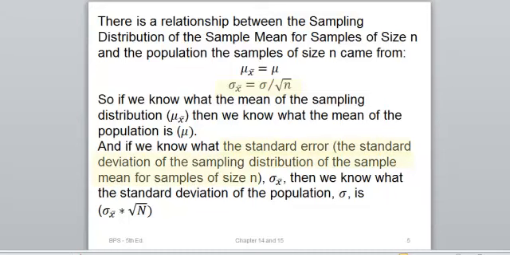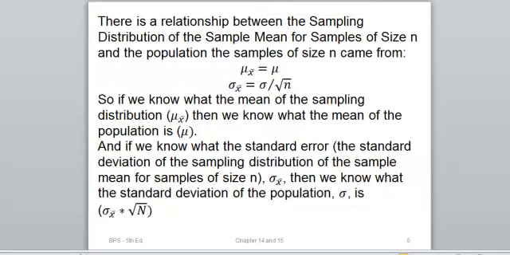So remember, the standard error is nothing more than the standard deviation of the sampling distribution. So the standard error of our sampling distribution actually equals the standard deviation of the population divided by the square root of the sample size. So if we know what the mean of the sampling distribution is, then we know what the mean of the population is, and that's where we're going to go in this chapter.